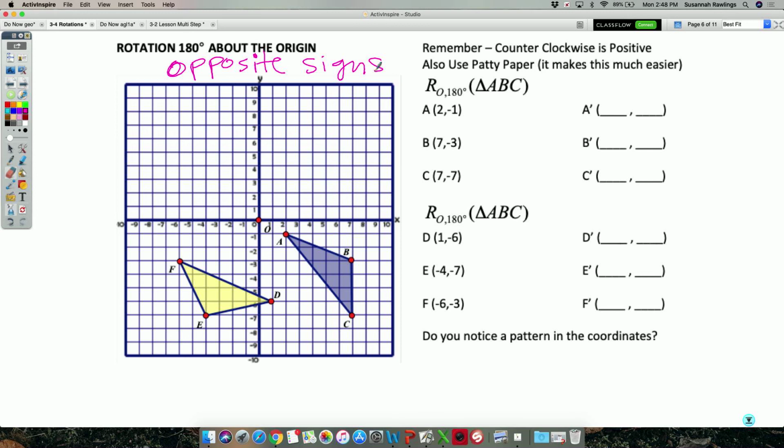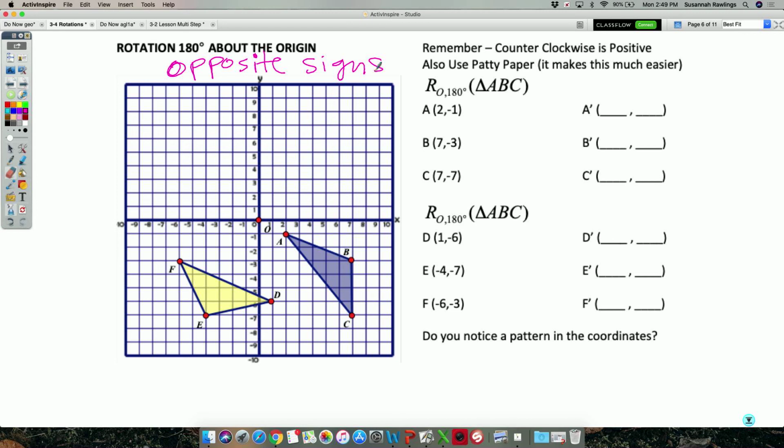If I turn 180 degrees, where would I be facing? I would be flipped opposite, right? I would be in the opposite direction. So you're going to flip the signs. Do not switch anything except for the signs.